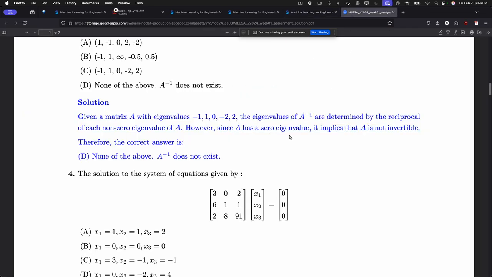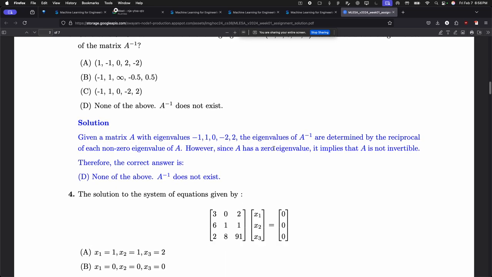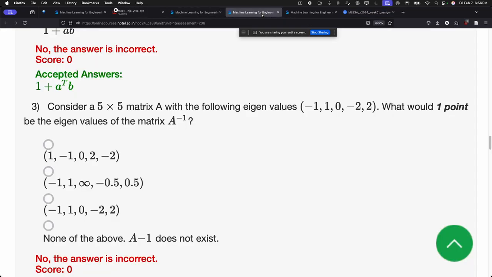Since A has a 0 eigenvalue, when eigenvalue is 0, it means the matrix is not invertible. So if the matrix is not invertible, A inverse does not exist. None of the options are correct. Got it?